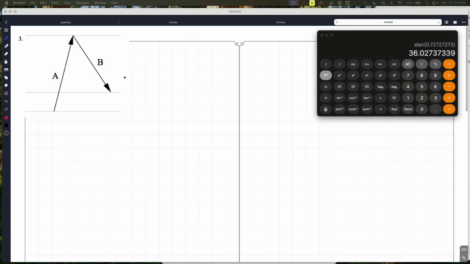Worksheet 5J, number 3, component methods. Vector A has been measured to be approximately 5.5 centimeters or 5.5 newtons. The angle has been measured to be approximately 75 degrees north of east.